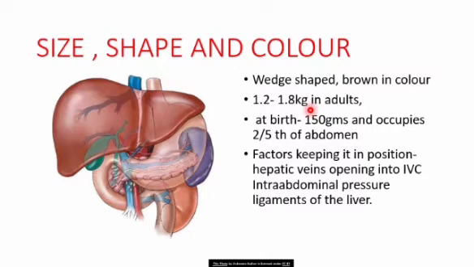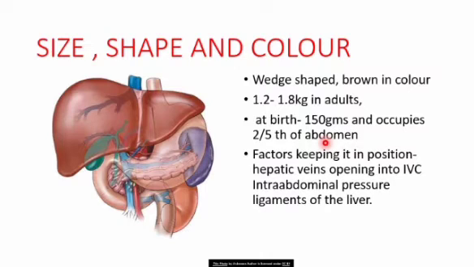So that will help you to give the proper answers in the MCQs. So at the time of birth, in the newborn children, the weight of the liver is 150 grams and it occupies 2/5 of the abdomen. So if you divide the abdomen into 5 different parts, 2 parts of the abdomen are occupied by the liver. The reason behind that is it helps in the hemopoietic function in the fetal life.